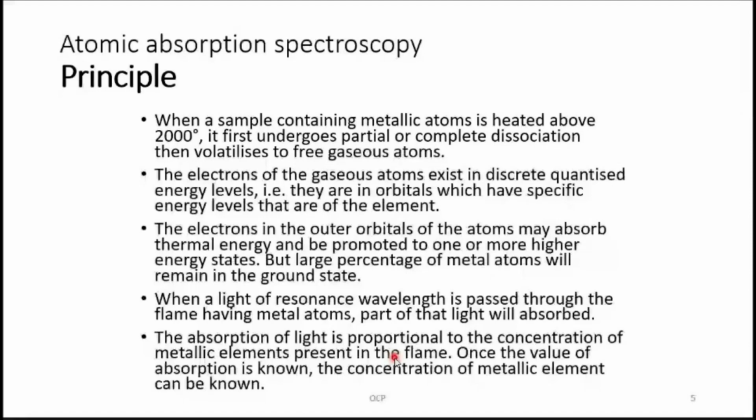When light of resonance wavelength is passed through the flame having metal atoms, part of the light will be absorbed. If electromagnetic radiation passes through that cloud of atoms, and if its energy matches the energy difference between two energy levels of the electrons in the outermost orbital, the electron will absorb that energy and get excited to the higher energy level. The absorption of light is proportional to the concentration of the metallic element present in the flame. The more atoms present, the more intense the absorption. Once the absorption is known, the concentration of the metallic element can be calculated.